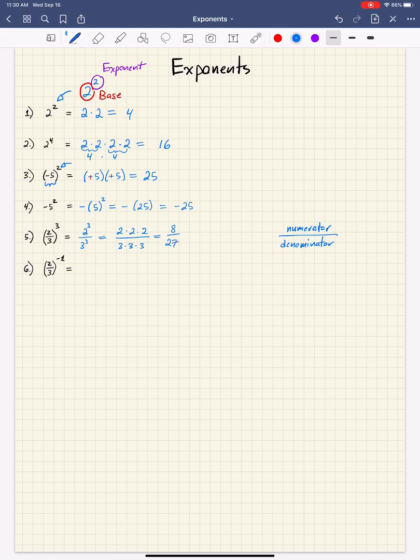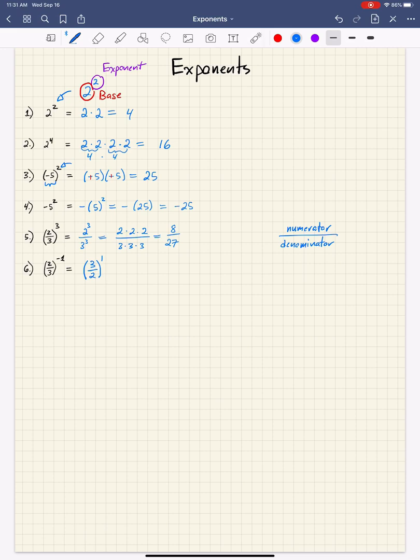Now, number 6. For problem number 6, this is just a rule you have to remember. Whenever you have a fraction that's raised to a negative power, you get rid of the negative in the power by flipping over the fraction. So here, 2/3 to the power of negative 1 is the same as 3 over 2 to the power of 1.